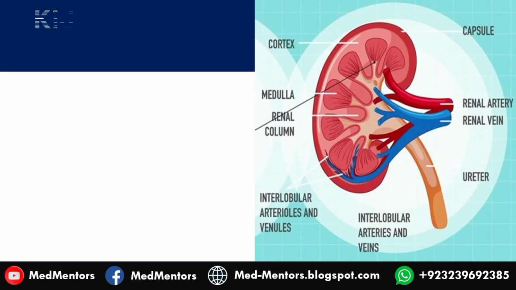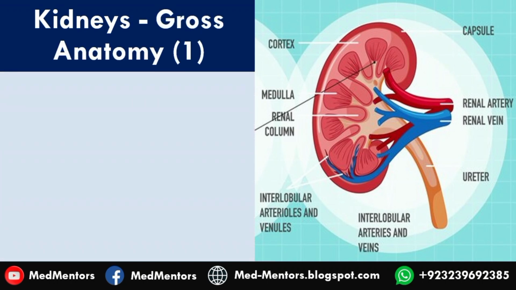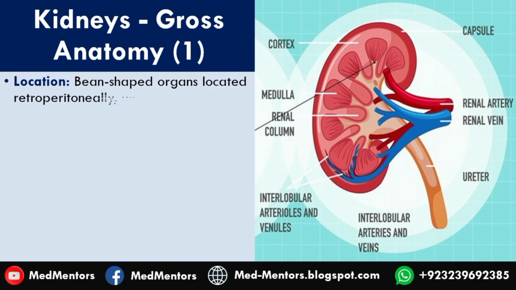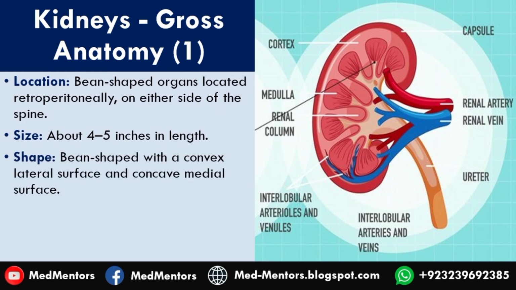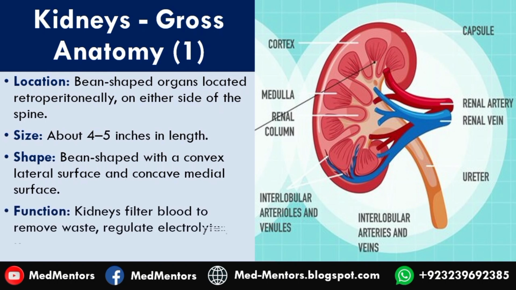Next, kidneys, gross anatomy. Now let's look at the gross anatomy of the kidneys. Location. The kidneys are bean-shaped organs situated retroperitoneally on either side of the spine. Size. Each kidney is approximately 4 to 5 inches in length. Shape. They have a bean-like shape with a convex lateral surface and a concave medial surface. Functions. The kidneys filter blood to remove waste, regulate electrolytes, and control blood volume.